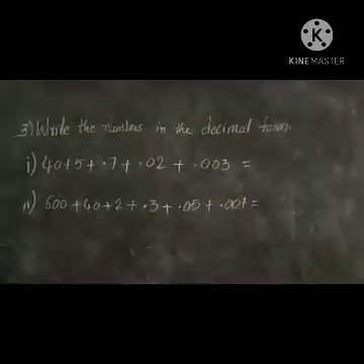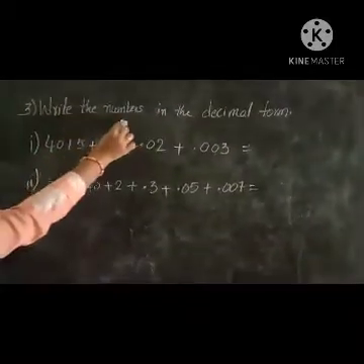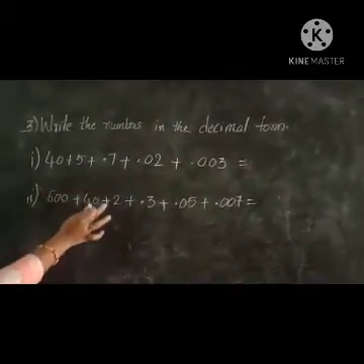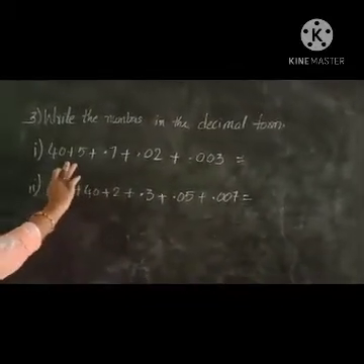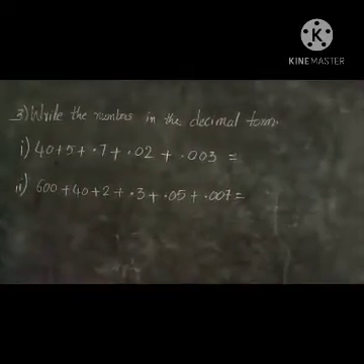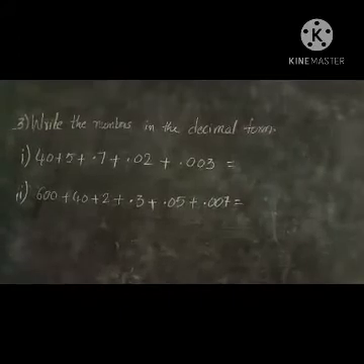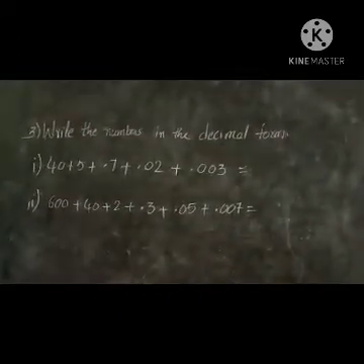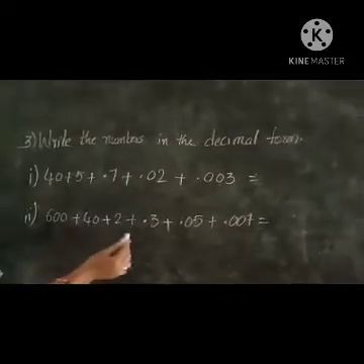Okay, now see children, the third one. Write the numbers in the decimal form. Yes, decimal expansion. How many types of expansions are there? 2 types. What are they? Fractional expression and decimal expansion. So here, see children, this is the decimal expansion.